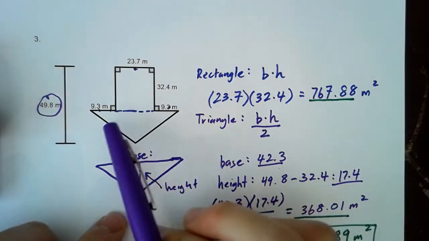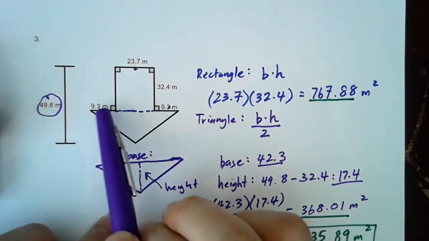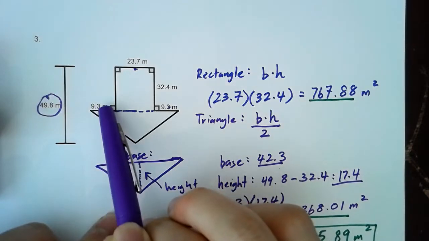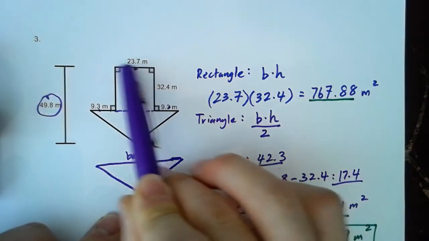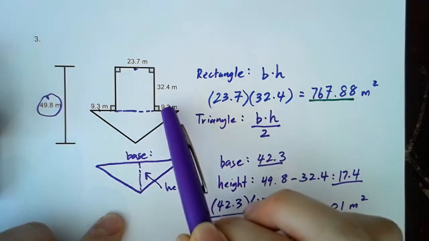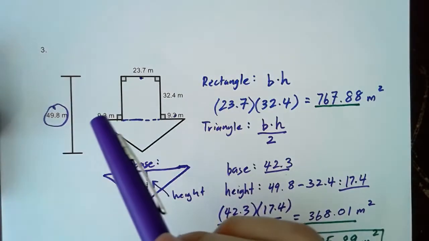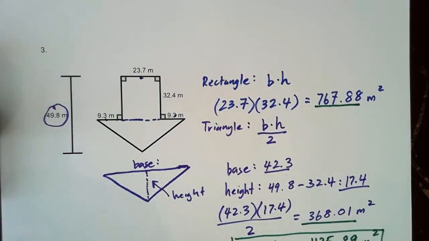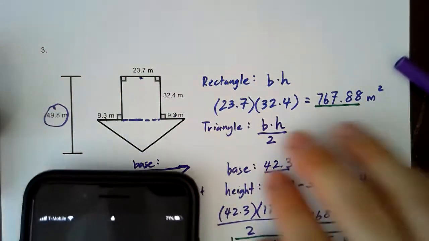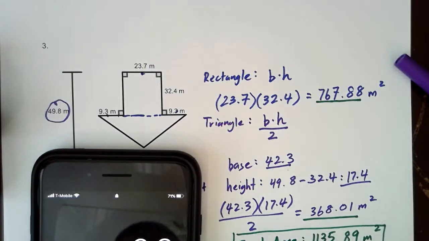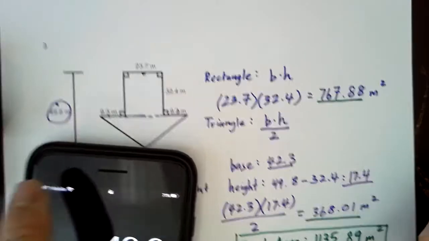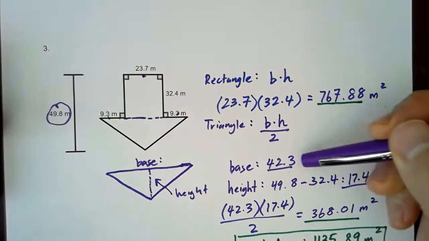So in order to calculate the base, what I did is I calculated 9.3 plus 9.3 plus 23.7 right here. So I use my calculator, and that gave me a base of 42.3, which I wrote right here.